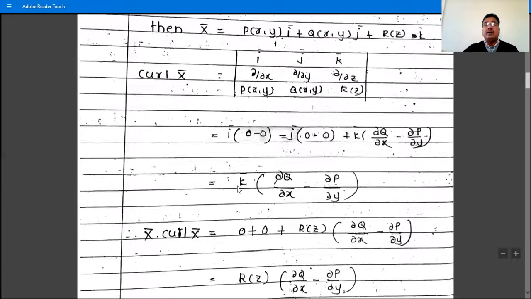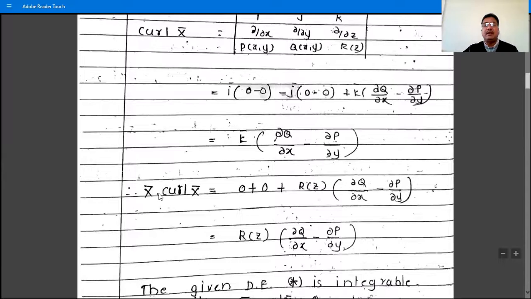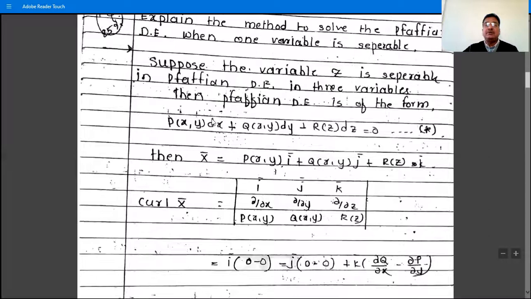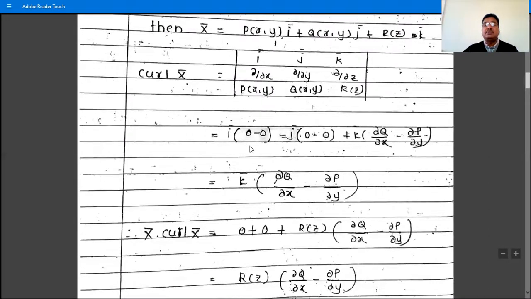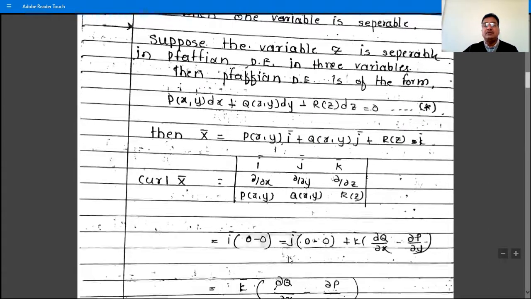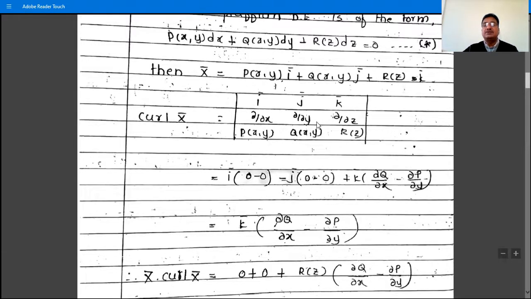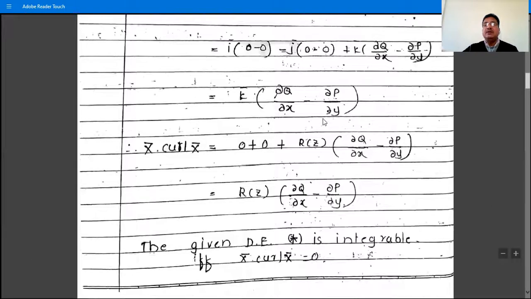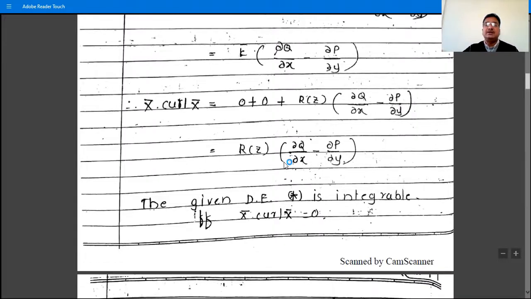We have curl x̄ is k̄ in bracket ∂q/∂x minus ∂p/∂y. And then x̄ dot curl x̄ is what? The multiplication of the coefficient of i, pxy into 0, is 0. Then qxy into 0 is 0. And plus rz, the coefficient of k̄ is rz, into the coefficient of k̄, which is ∂q/∂x minus ∂p/∂y. So x̄ dot curl x̄ is rz in bracket ∂q/∂x minus ∂p/∂y.